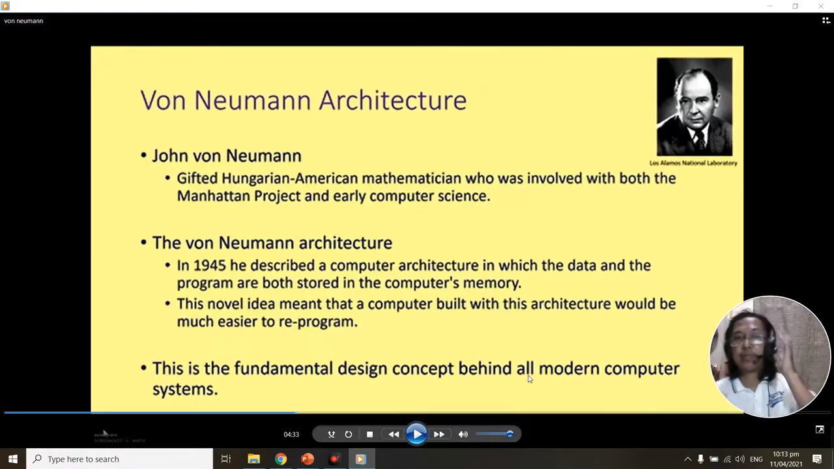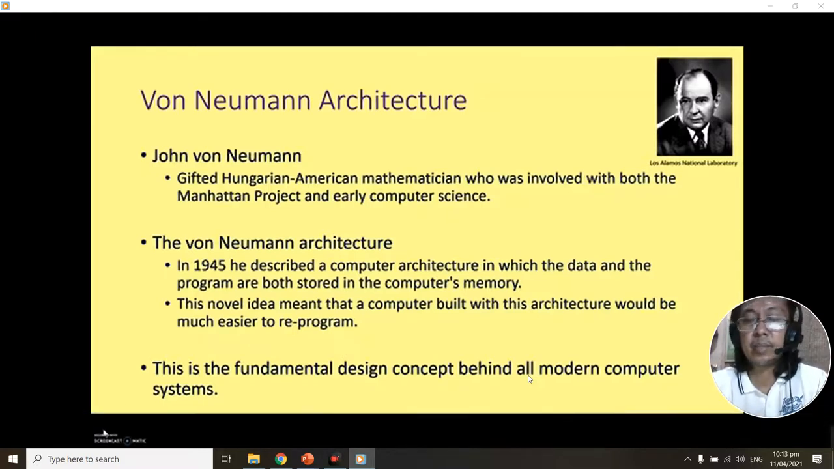Okay, so again, I'll pause it here. So because of the von Neumann architecture, after that, computer scientists realized that, oh yeah, von Neumann is right.